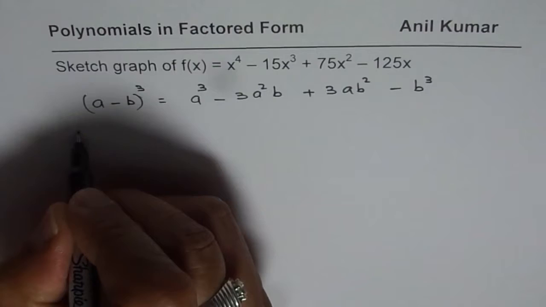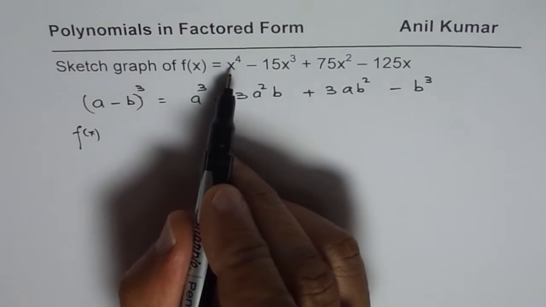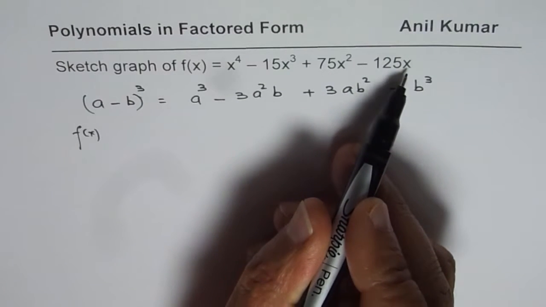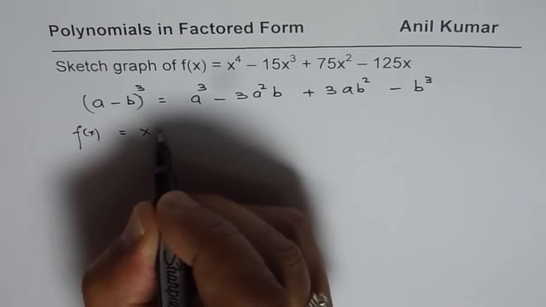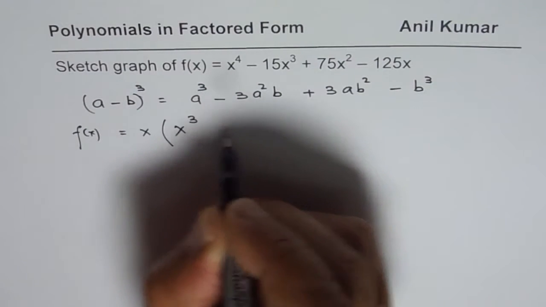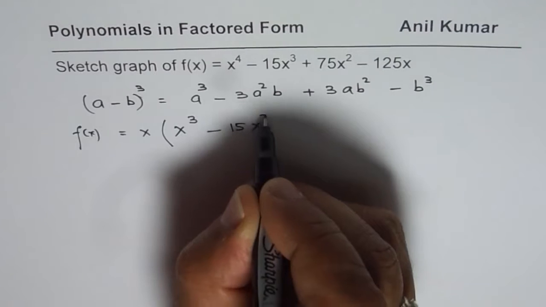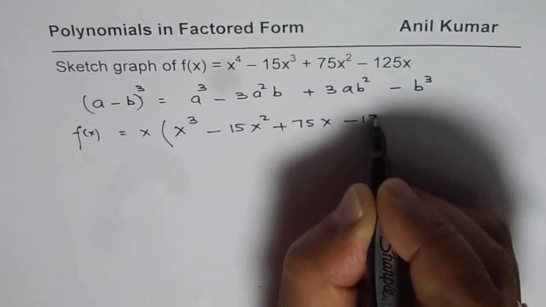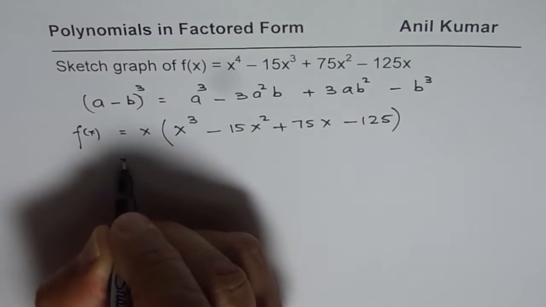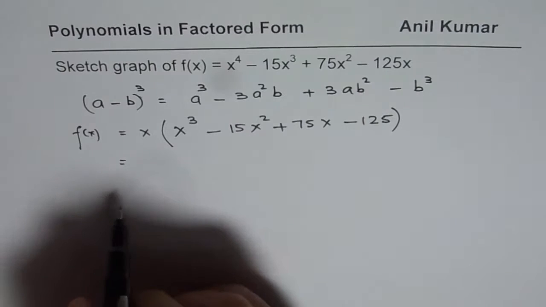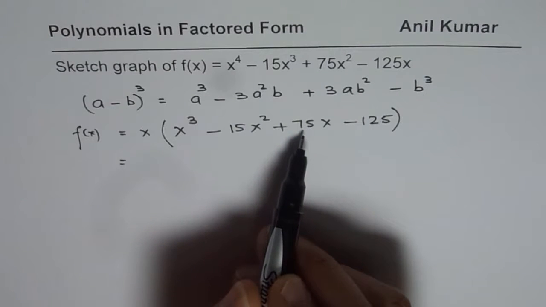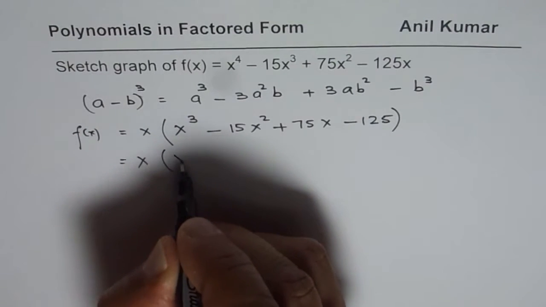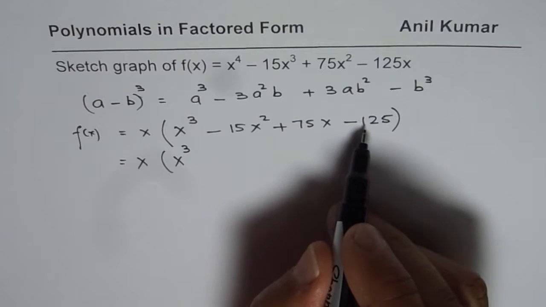Let's start. So we have function f of x given to us as x to the power of 4 minus 15x cubed plus 75x squared minus 125x. Let's factor x first. That gives you x cubed minus 15x squared plus 75x minus 125. Now, if you relate the two, what do you get? See, 75 could be written as, let's rewrite. I'll rewrite just to show you how we can factor.